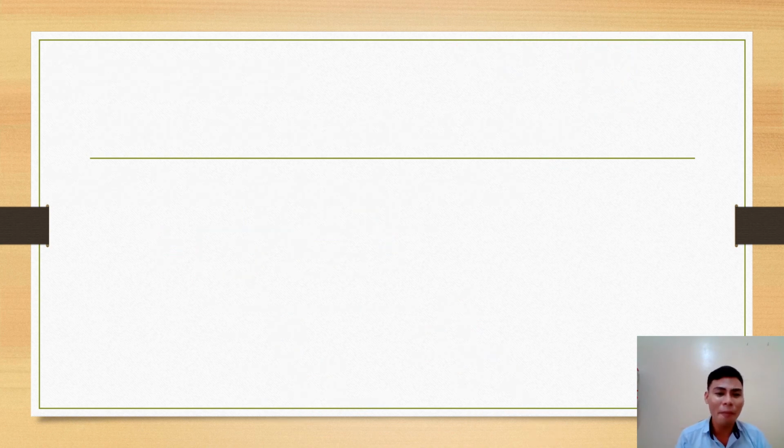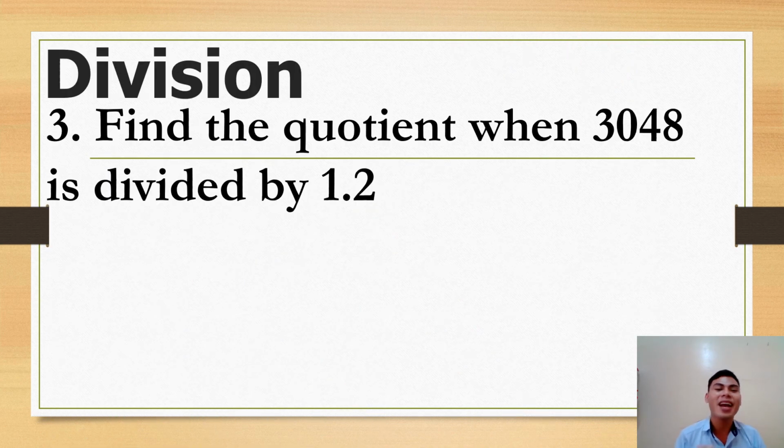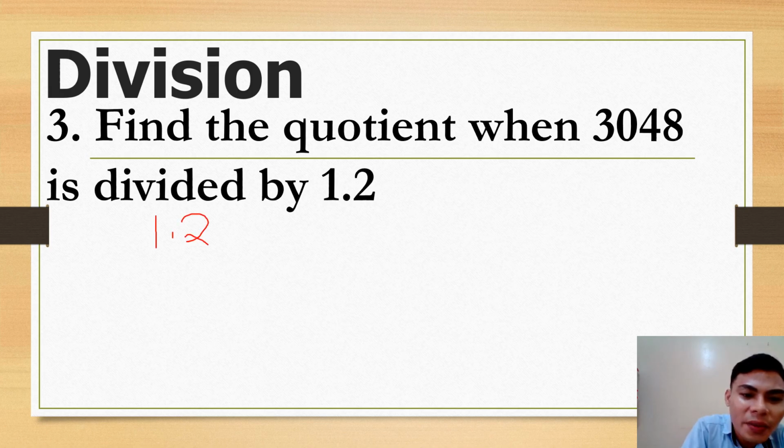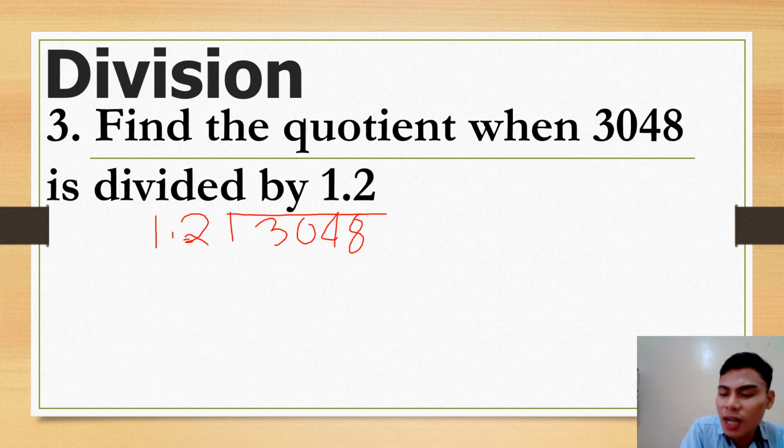Let's try number 3 before your assignment. Okay, ito po si number 3. Okay, tingnan mo. So, again, isulat lang natin dito, 1.2, tapos sa loob, si 3,048. Again, dapat si divisor, which is 1.2, dapat whole number siya. So, ano nga ang tinuro ko? I-move siya to the right. So, naging 12.